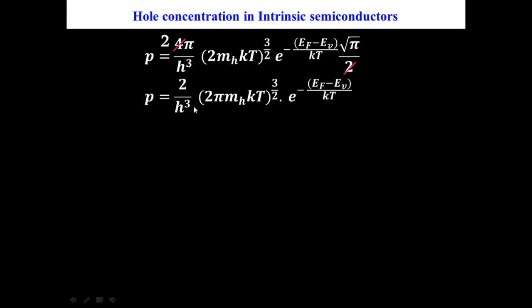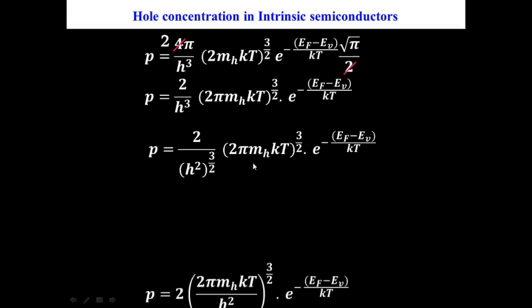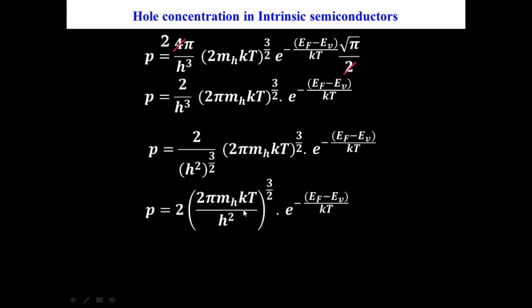Now h cube can be written as h square to the power 3 by 2, since the 2 cancels and we get back h cube. This h square can be brought inside the bracket in the denominator because it has the same power 3 by 2. So you will get 2 pi m_h kT divided by h square, and the whole to the power 3 by 2.